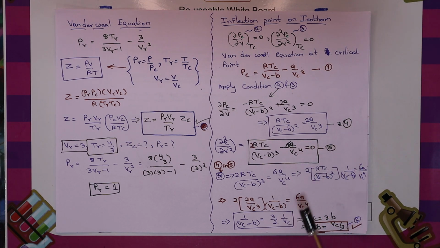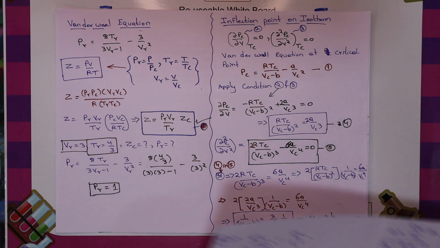Through these equations, I can figure out the relation: put equation 4 in equation 5. Therefore, 2 times RTc by (Vc minus b) whole cube is equal to 6a by Vc power 4. In place of RTc by (Vc minus b) whole square, substitute the value 2a by Vc cube. So if I substitute it, I get Vc equal to 3 times b. Therefore, b equals Vc by 3. Now I know the value of b; Vc is nothing but 3 times b.